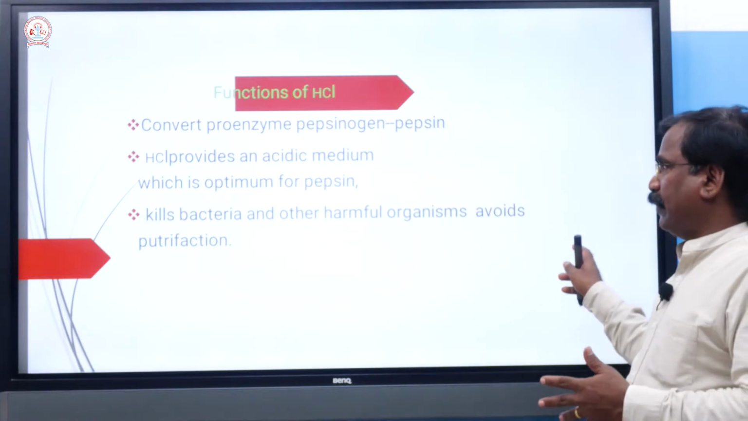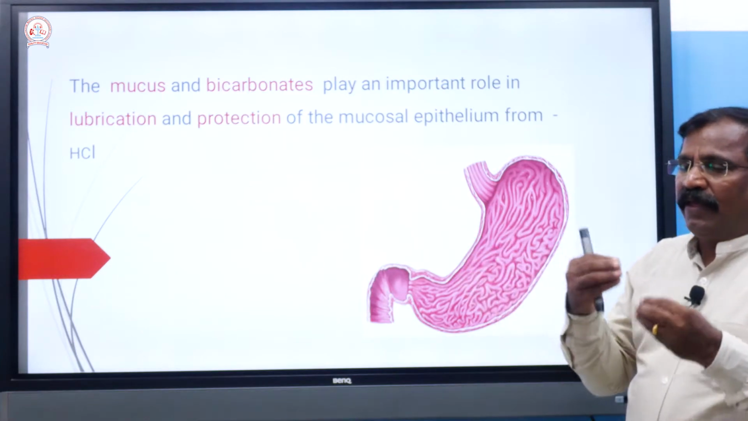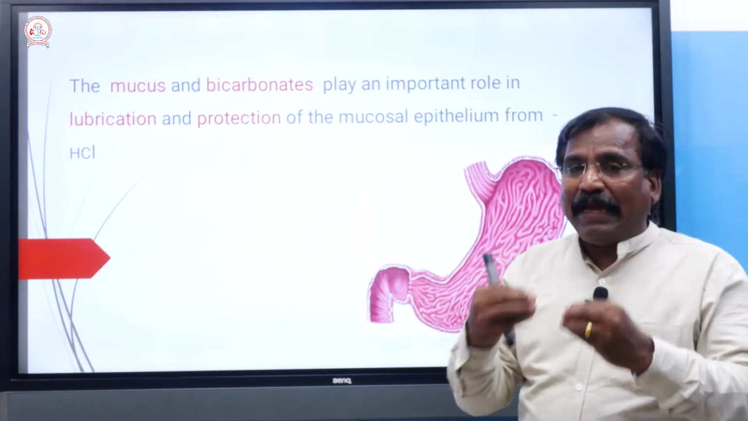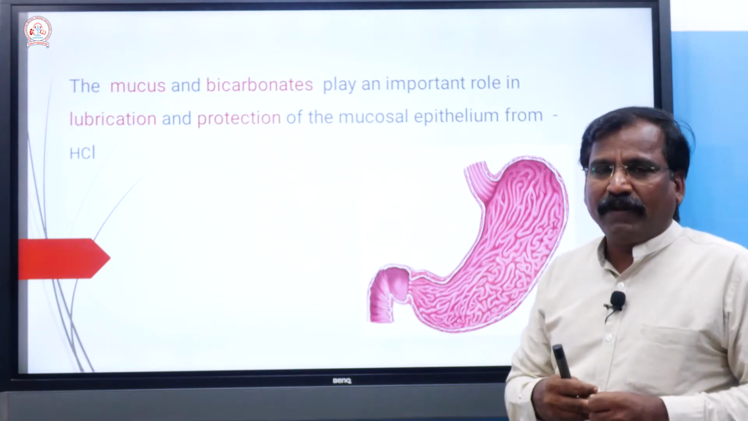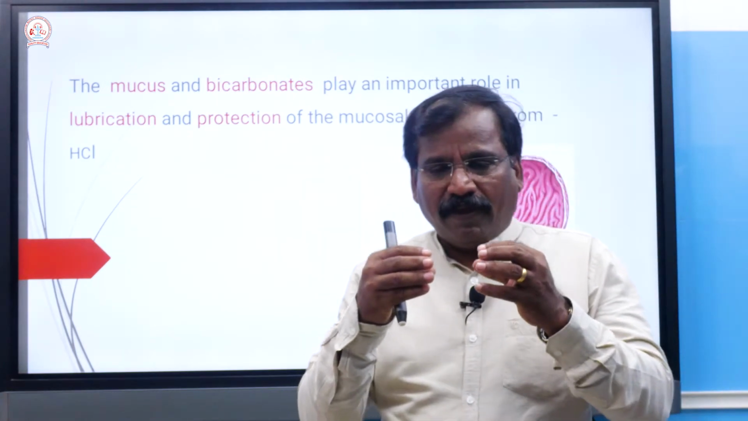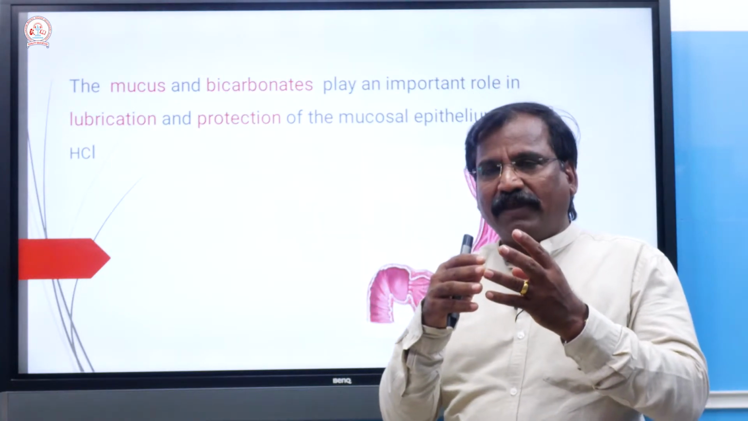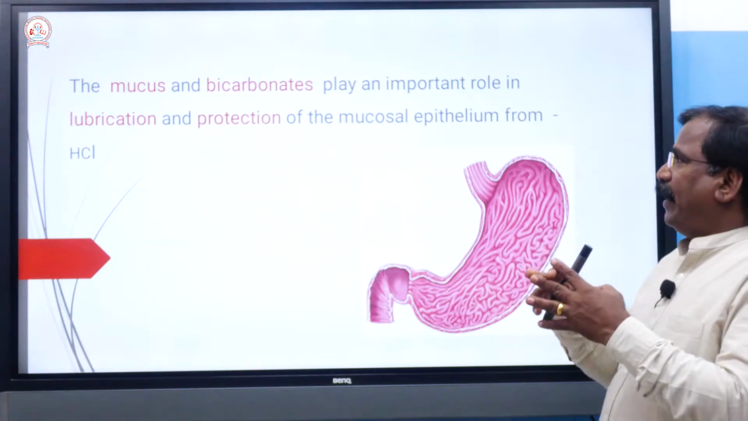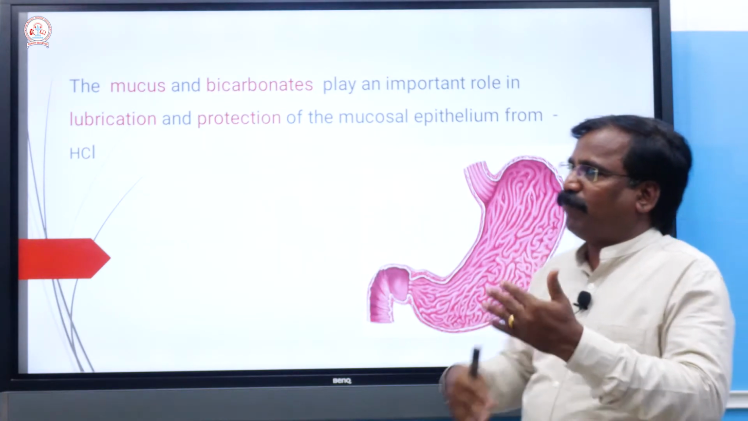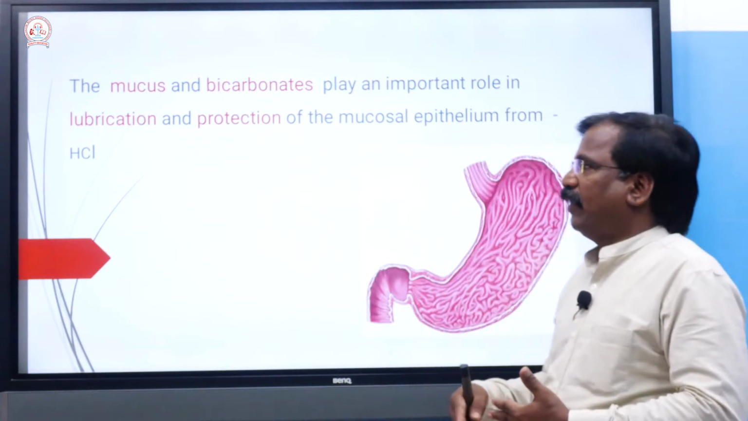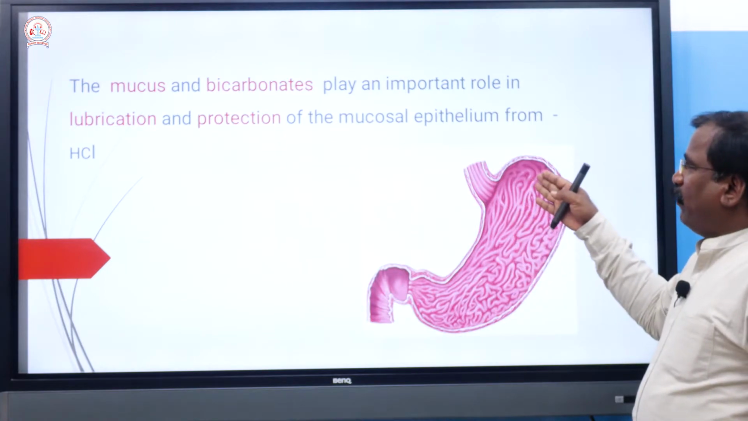This is the digestive process, the enzymatic action that takes place in the stomach. Gastric juice contains enzymes and HCl, and also mucus and bicarbonates. What is the role of the bicarbonates and mucus?